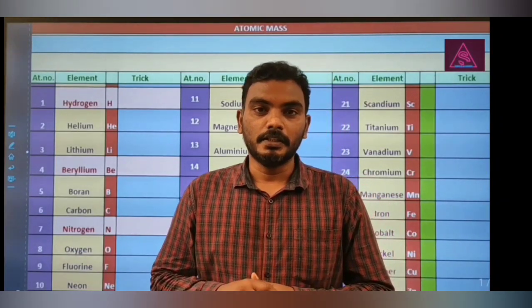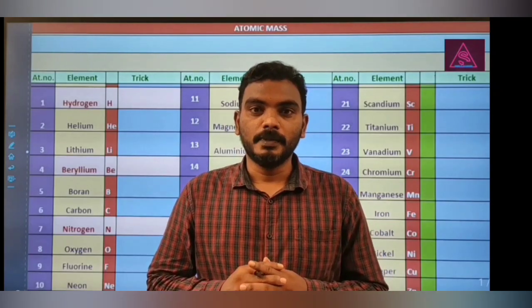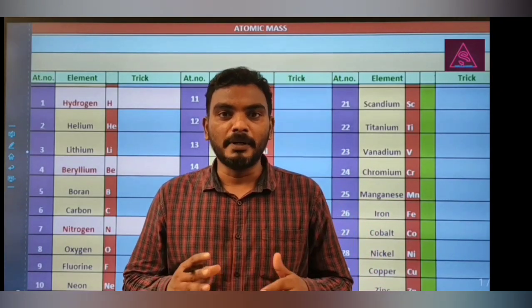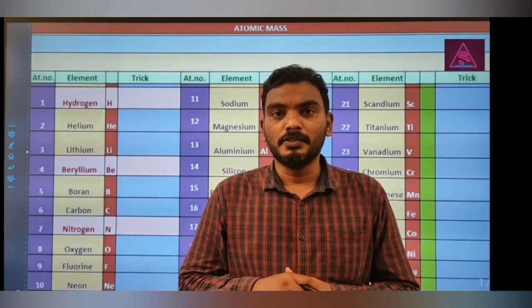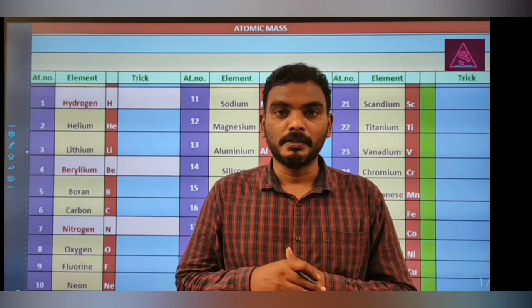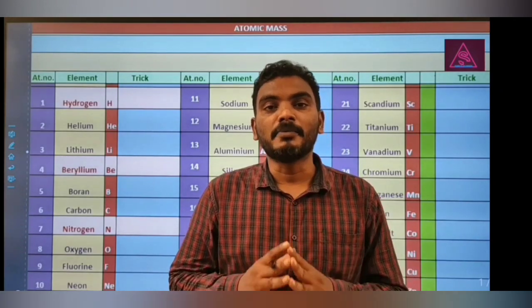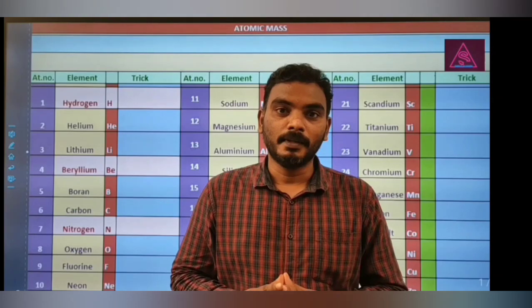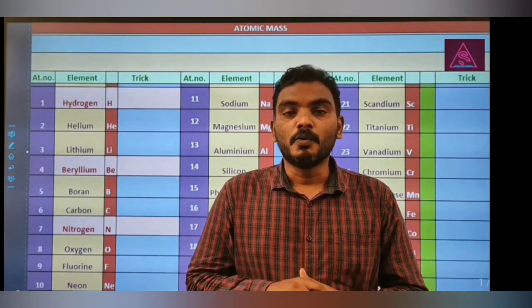Guntur district. Today I want to discuss the atomic mass. We all know about the element names and their atomic numbers, but it is a little bit difficult to remember the atomic mass. Now I will show you one trick for remembering the atomic mass of the first 30 elements. I have to divide them into 3 groups.